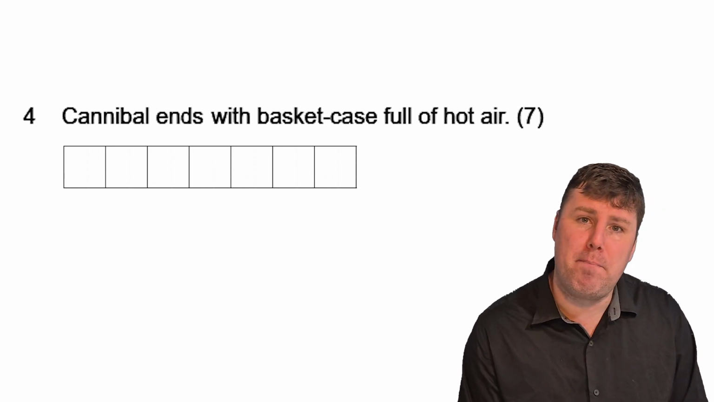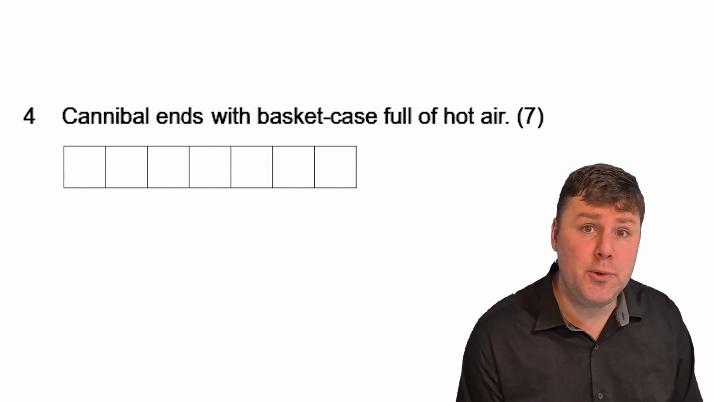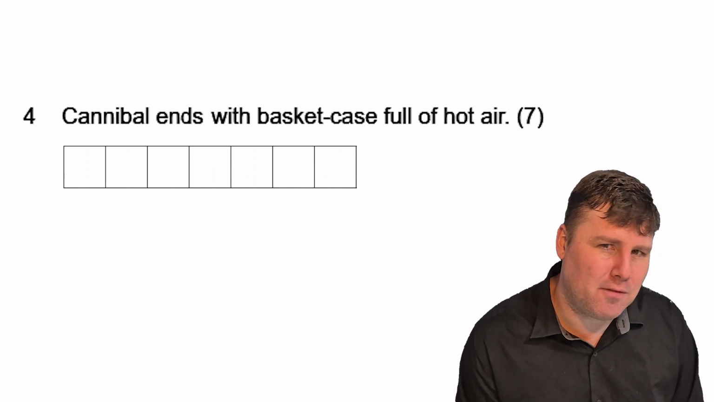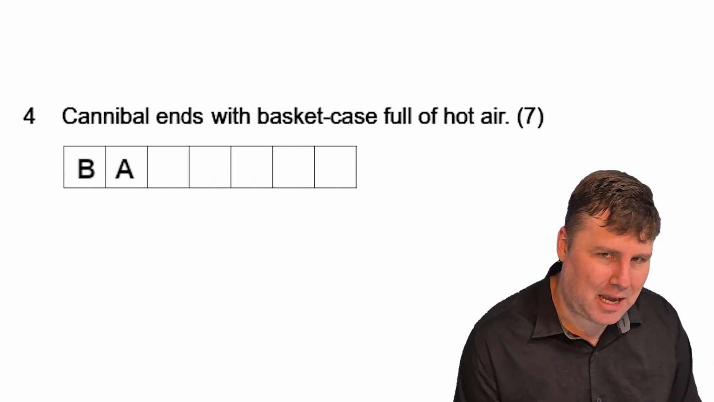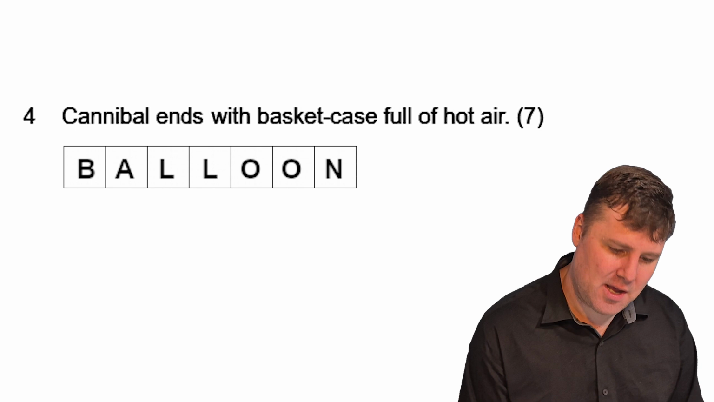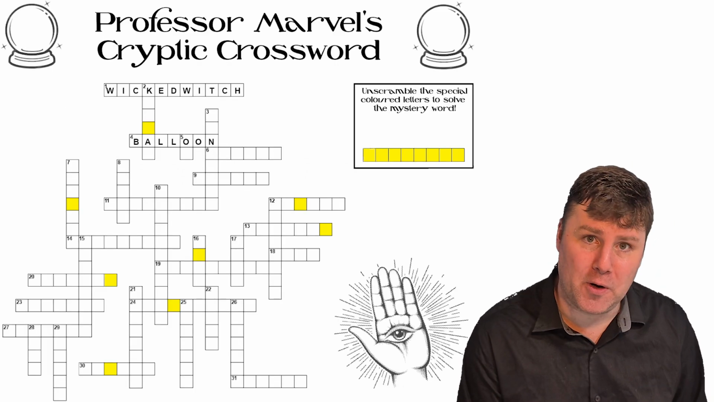And another word for basket case is a loon. What's something full of hot air that would be 7 letters from the end letters of cannibal and loon? Balloon is the answer for 4 across.